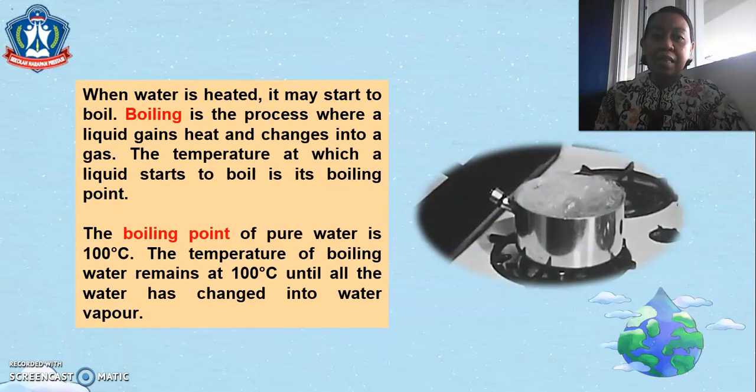When water is heated, it may start to boil. Boiling is the process where a liquid gains heat and changes into a gas. The temperature at which a liquid starts to boil is its boiling point. The boiling point of pure water is 100 degrees Celsius. The temperature of boiling water remains at 100 degrees Celsius until all the water has changed into water vapor.